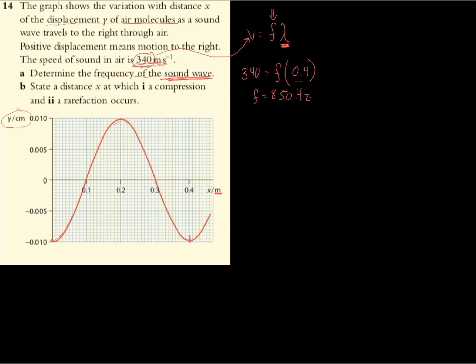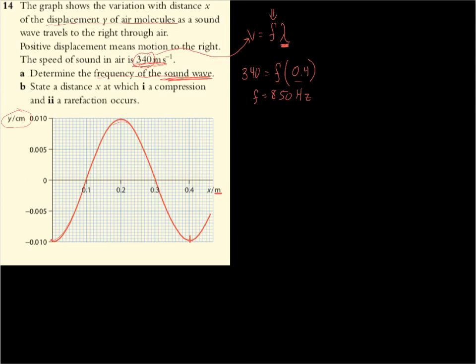All right. Now we go on to letter B, which says state a distance x at which a compression and a rarefaction occurs. Now, if you think about the previous question, and if you memorized or have seen enough patterns, you might be able to get it without doing any work. If you can't, then we can do basically the same thing that we did in the last question and see if we can identify what is happening to each of the particles in this scenario, right?